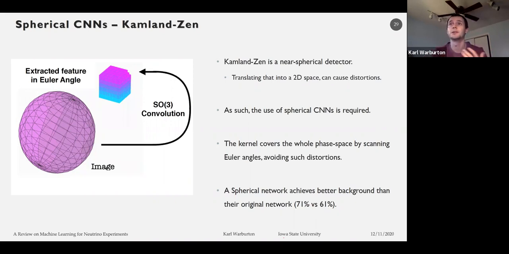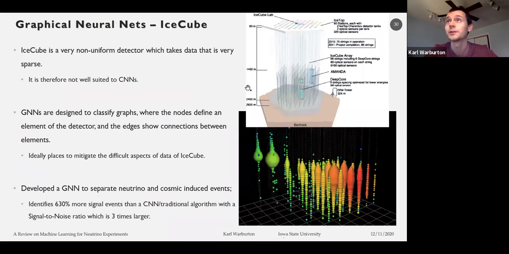So this is just showing that you have to really tailor your algorithms to the particular problem that you're trying to solve. And IceCube also saw this, but had to tackle it in a different way. IceCube, as I said, is in the Antarctic ice. It's a huge detector. I forget exactly how wide the spacing is, but it's on the order of 100 meters, and their readout is very non-uniform. You have a very dense part of the detector in the center, and then it becomes much more spread out as you go further away from the center. That means you really can't use traditional CNNs to map their detector phase space. So instead, they use graph neural networks, where the nodes define an element of the detector, and the edges show connections between the different elements. And this shows that it's ideally placed to mitigate some of the aspects of IceCube data.